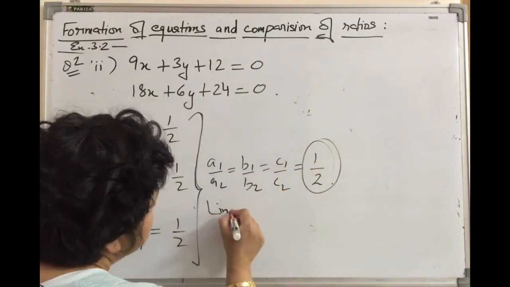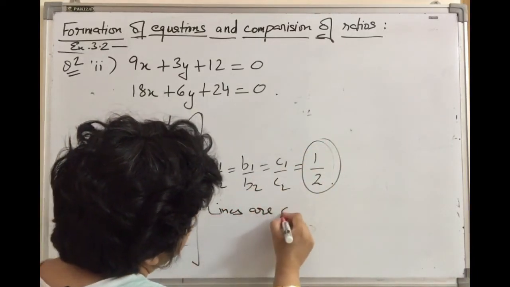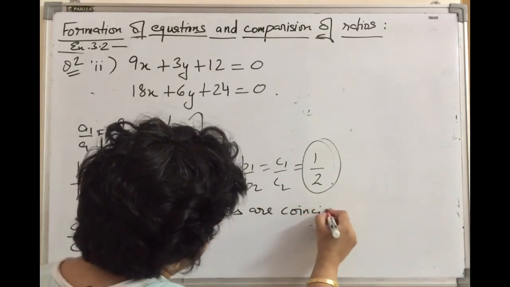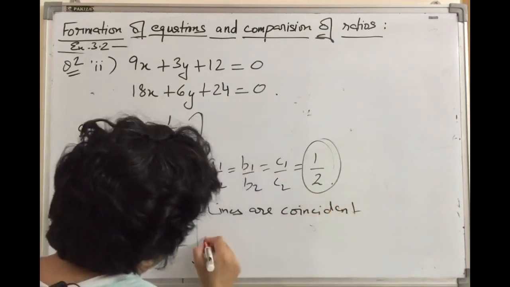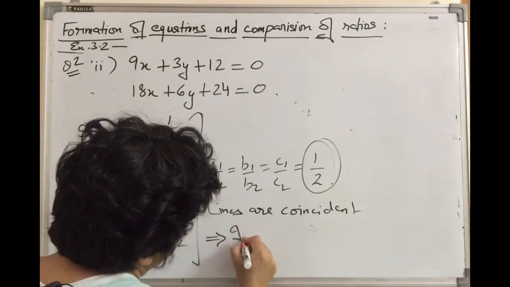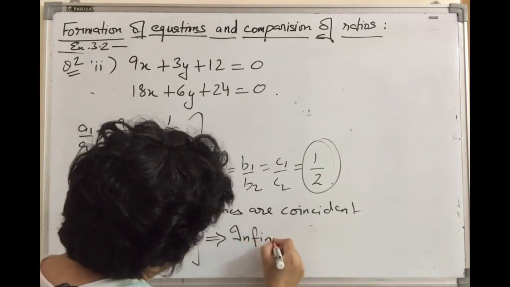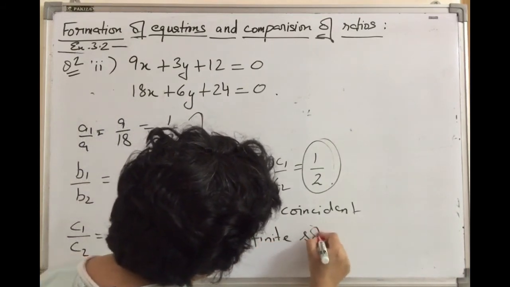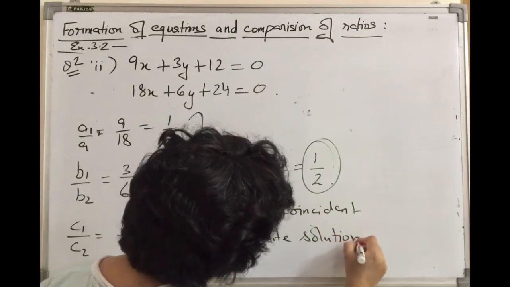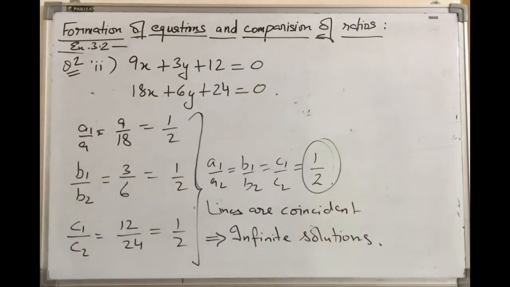the lines are coincident. Means there are infinite solutions for this pair of equations. Clear? Let's discuss one more example.